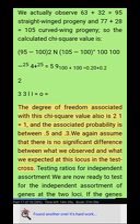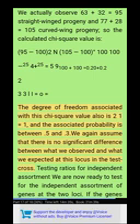The degree of freedom associated with this chi-square value also is 2 minus 1 equals 1, and the associated probability is between 0.5 and 0.3. We again conclude that there is no significant difference between what we observed and what we expected at this locus in the test cross.